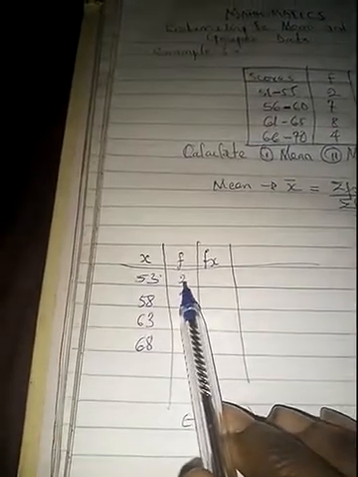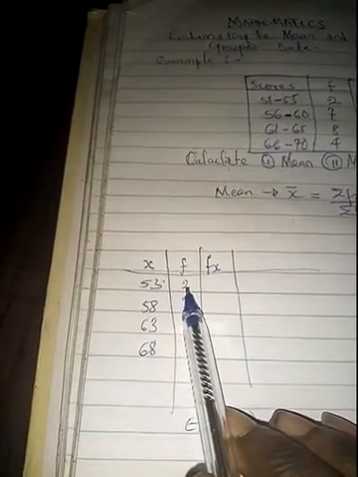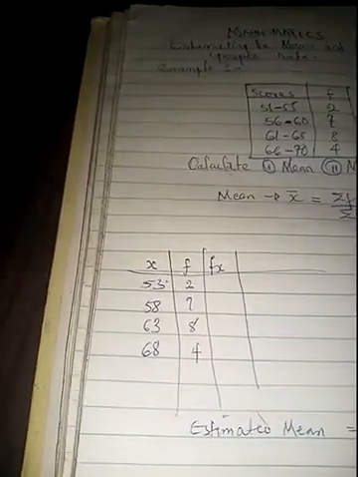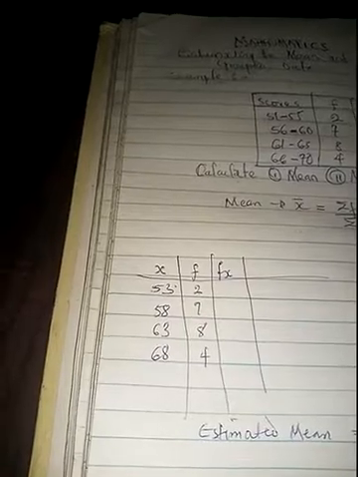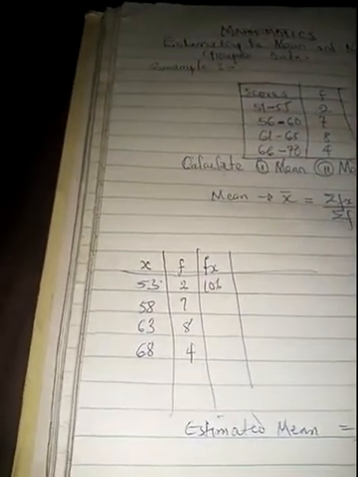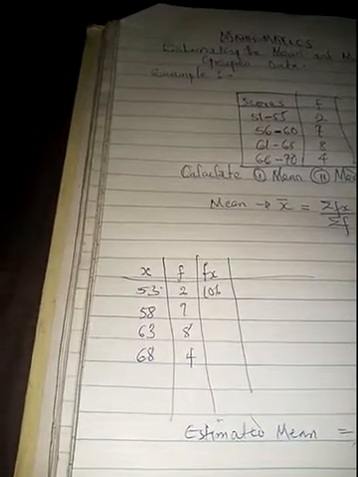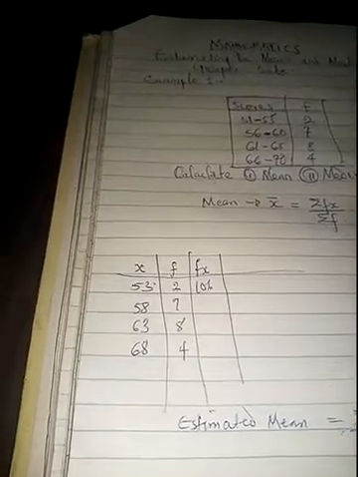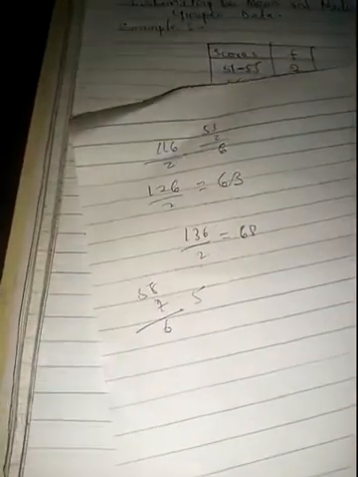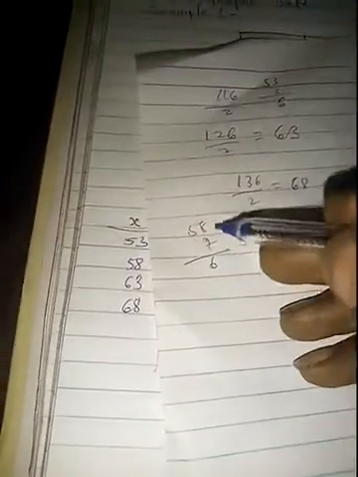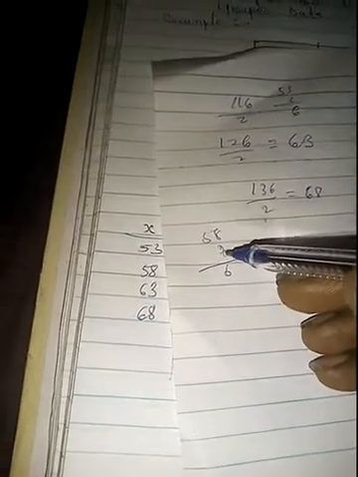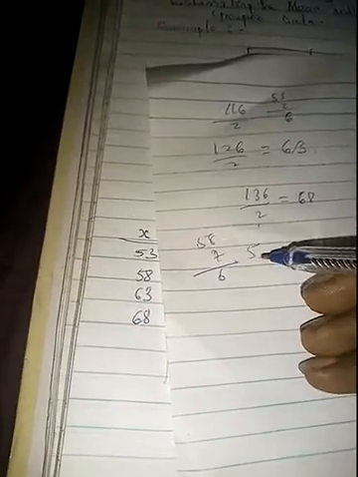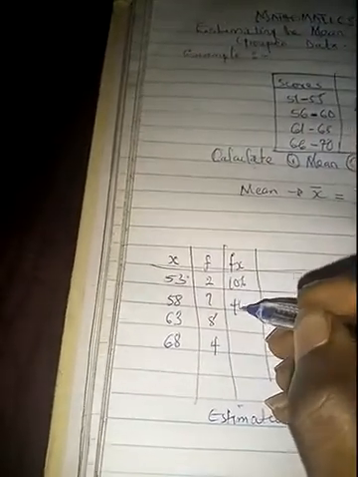53 times 2 will give us 106. Then 58 times 7. 7 times 8 should give us 56, then remain 5. You can see I'm working it here. So 7 times 8 is 56, write 6 and carry 5. So 7 times 5 will give us 35 plus 5. That will be 406.